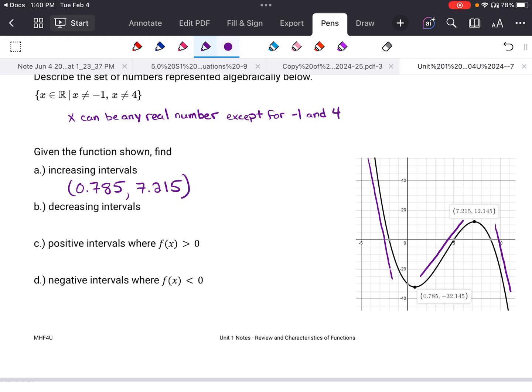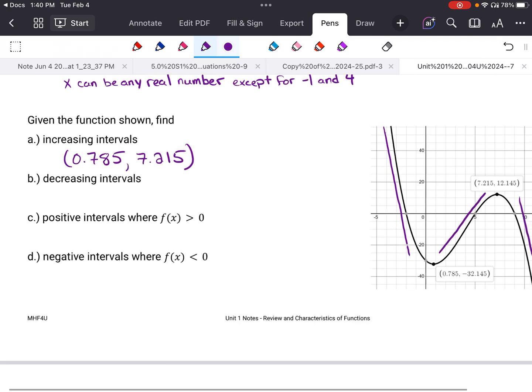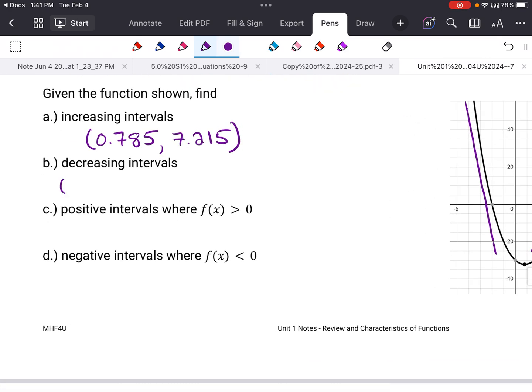Okay, so then when we're looking at the decreasing intervals, we have 2 of them. Right? There's 2 separate areas on this graph where it's a negative slope. The first one, we don't know where it starts, so we'll say it's negative infinity. We're going to assume that the graph goes on and on and on forever, and the turning point is 0.785. And if there's more than one, we put this U shape in between the two brackets, and we see at 7.215, it then goes to negative again, and we don't know where it ends, so we'll say to positive infinity.